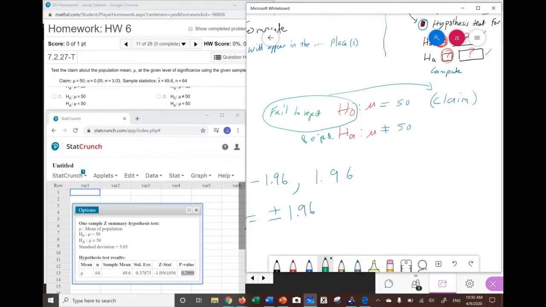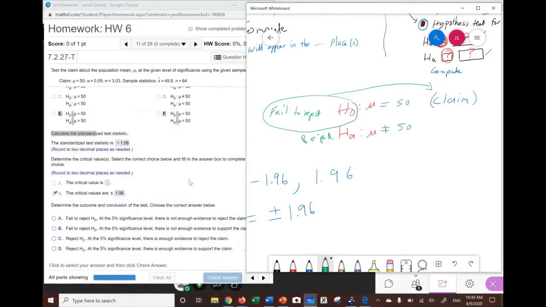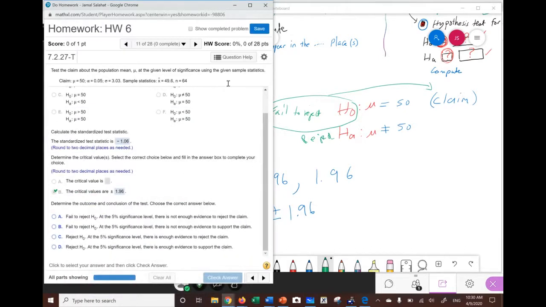So in this case, let's go back to the question and see what they want. In the question, they're asking us to make a decision. And what is the decision? Determine the outcome. Fail to reject H naught. Fail to reject H naught. I'm reading A and B. In part C, reject H naught. In part D, reject H naught. Notice that I'm not going to use C or D because they are telling me to reject H naught. I'm going to rely only on A or B. Fail to reject H naught, fail to reject H naught. So let's look. Here it says at the 5% significance level, there is not enough evidence to reject. And the bottom one, in part B, says there is enough evidence to reject the claim. Notice that we said there is not enough evidence to reject the claim.